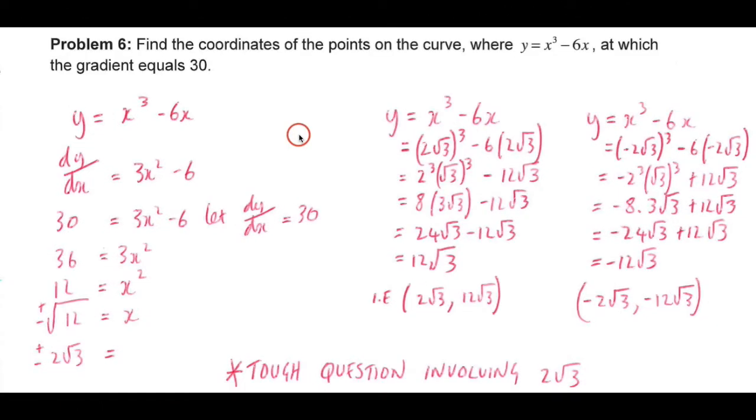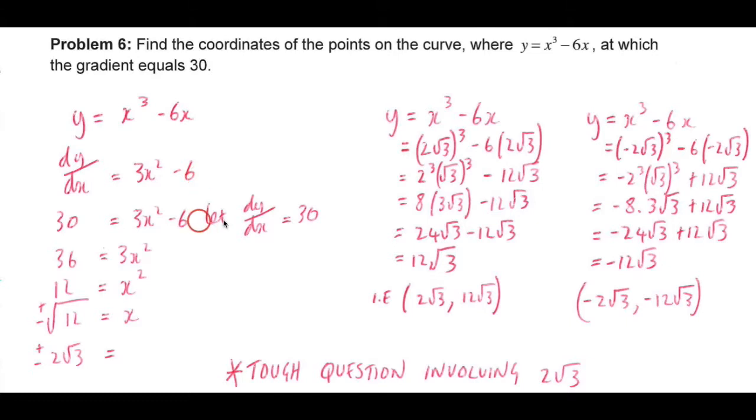6. Finding the coordinates of the points on the curve where y equals x cubed take 6x, at which the gradient equals 30. So in other words, what we've got here is some type of cubic curve, and we're interested in the x and y values where the gradient is equal to 30. So here's my original function, y equals x cubed take 6x. I work out the derivative in the usual way.